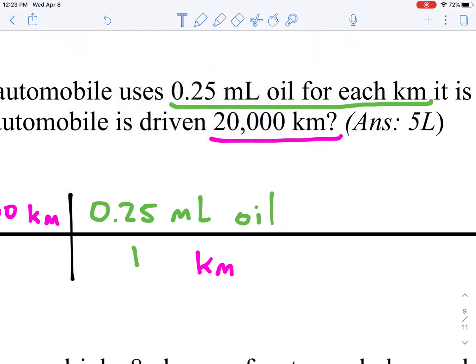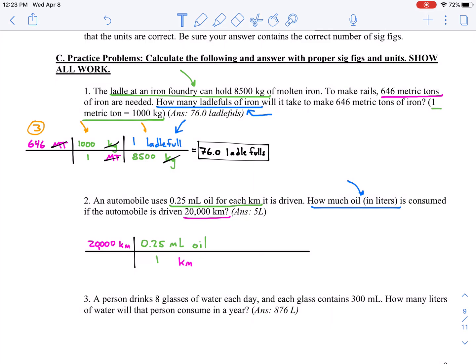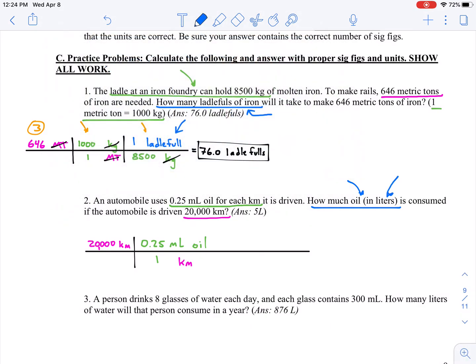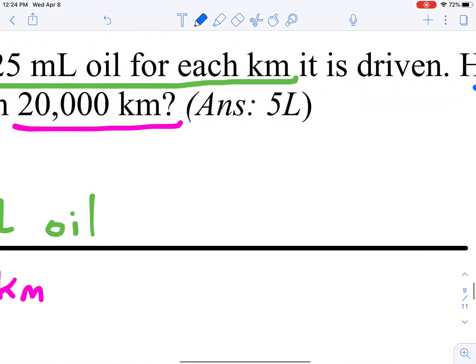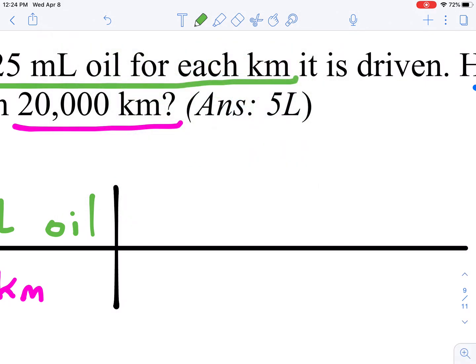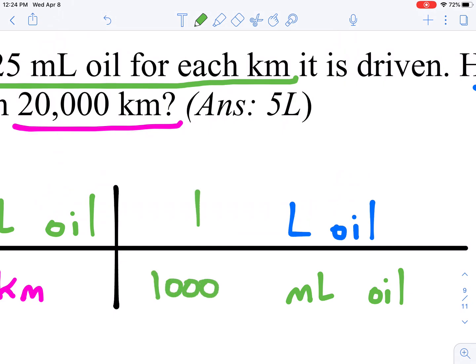And so you might think, well, wait a second, I'm done, right? Because it says how much oil. But if you're really tricky here, you realize that it says in liters. So our last step is that we need to take those milliliters and get rid of them somehow. How do we get rid of them? Well, we put them on the bottom. We can put milliliters of oil down here. We want to get to liters at the end of the day on top. And so we know that conversion. We know there are 1,000 milliliters in every 1 liter.